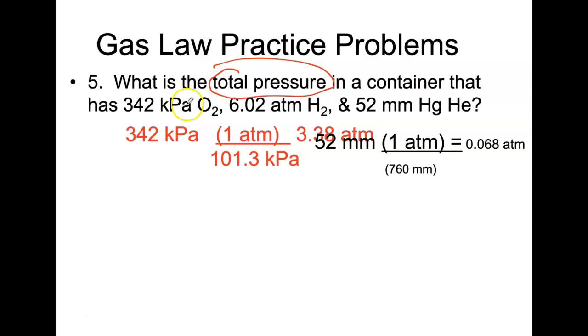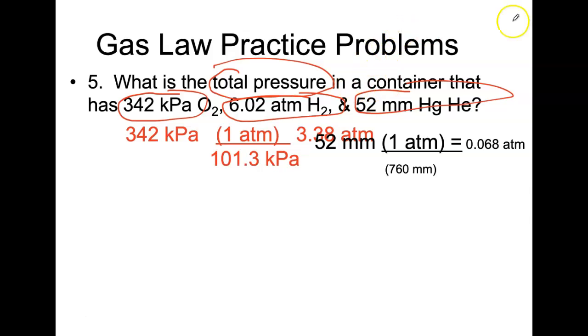Hopefully you're thinking Dalton's law of partial pressure. And so I've got a pressure here in kilopascals. I've got a pressure here in atmospheres and another one in millimeters. So I need to get them all to the same thing. My preferred pressure when I'm dealing with gases is atmospheres, because if I was using the ideal gas law, it has to be an atmosphere. So I'm going to convert everything to atmospheres.